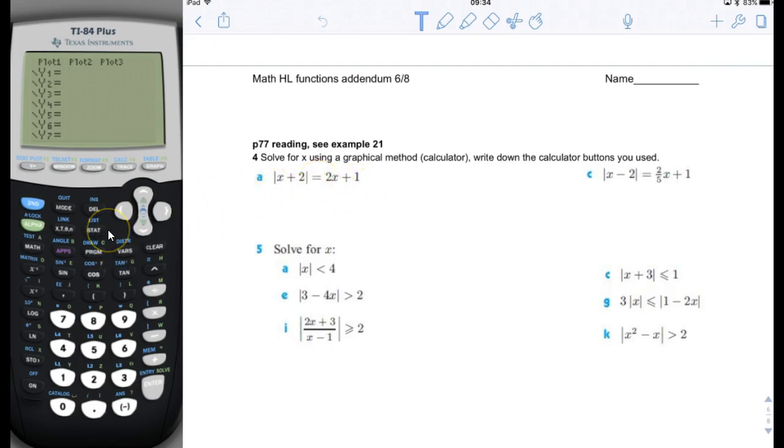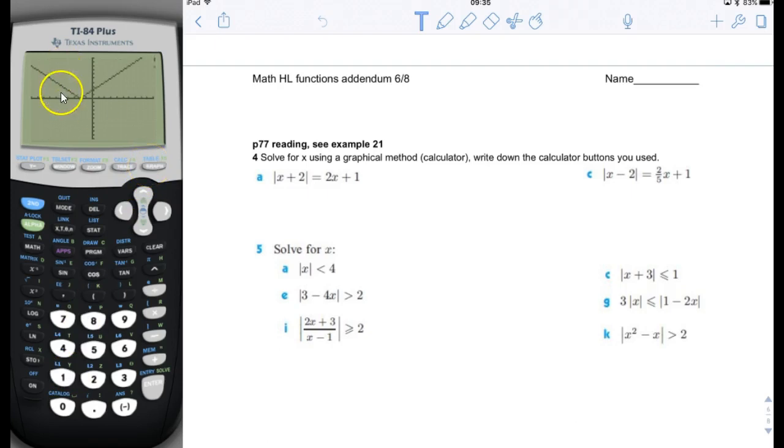I'm going to do the first one step by step so you can see which screen to use. You press Y equals to get to this screen. You put the left side and the right side separately, the left side in Y1, the right side in Y2. You put in the absolute value function by going to math and to number. The number menu has the absolute value function. Then you put in x plus 2. Then you put in the next function, 2x plus 1, and then you graph them.